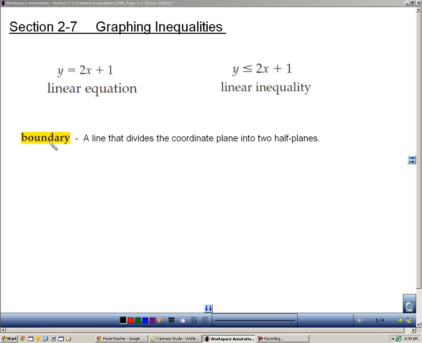Now that line that you're going to graph is called a boundary line. That's a line that divides a coordinate plane into two half planes. When you graph a boundary line, there are two kinds you can graph. You can graph a solid line, or you can graph a dotted line. Some people call it a dash line. It's going to be solid when you're using symbols like greater than or equal to, less than or equal to. And it's going to be dotted if you're using greater than or less than without the equal to sign. So be aware of when you're going to have a solid boundary line and when you're going to have a dotted boundary line.